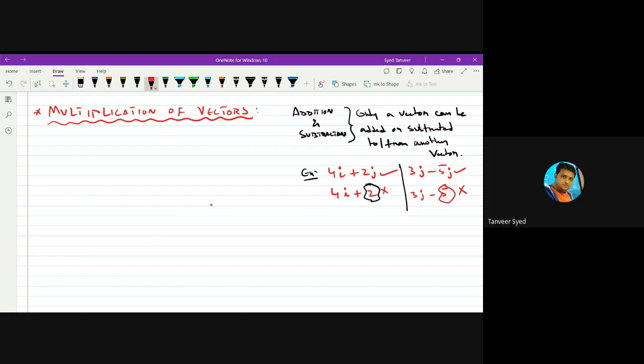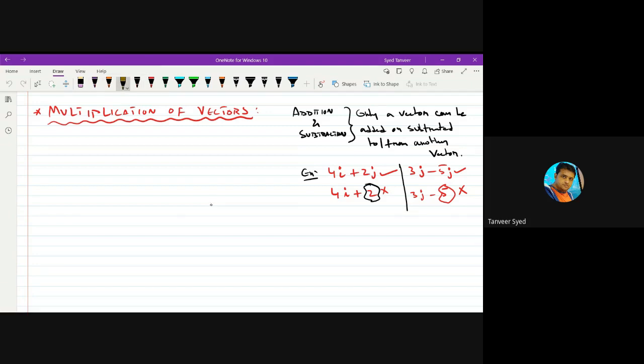Whereas for multiplication, you can multiply a vector by a scalar. And in physical situations, it will give us some meaningful physical quantity. Like you have something called work, will come to that later in the coming chapters. You can multiply a vector by a scalar, and you can multiply a vector by another vector also. So two possibilities are there.